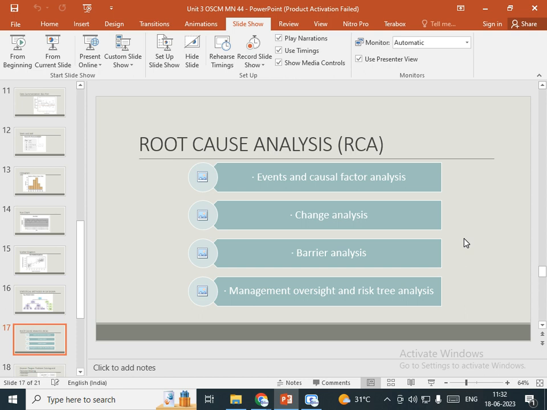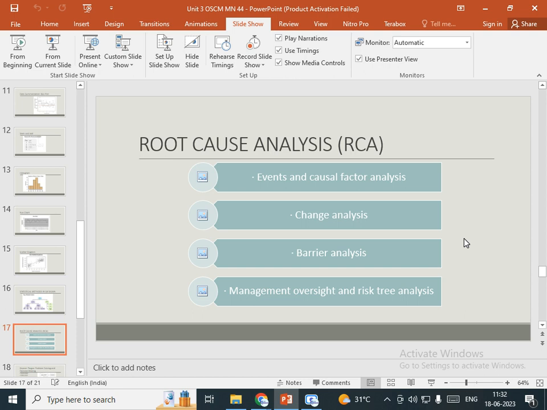The next is root cause analysis. Root cause analysis is a very simple technique in Six Sigma. Root cause is considered a major aspect which is used to eliminate the non-conformance from a process.